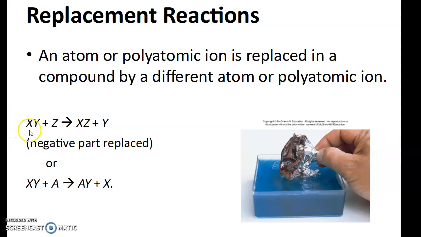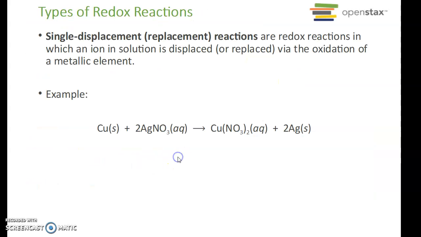Replacement reactions, we talked about these. Here is where you are replacing the anion, and so it becomes XS plus XZ plus Y. Or here where you are replacing the cation portion, so X becomes the free element, and this ends up being AY. This is a single displacement example. Here you have copper plus 2 silver nitrate forming copper nitrate plus silver. I'm sorry, silver is a solid.